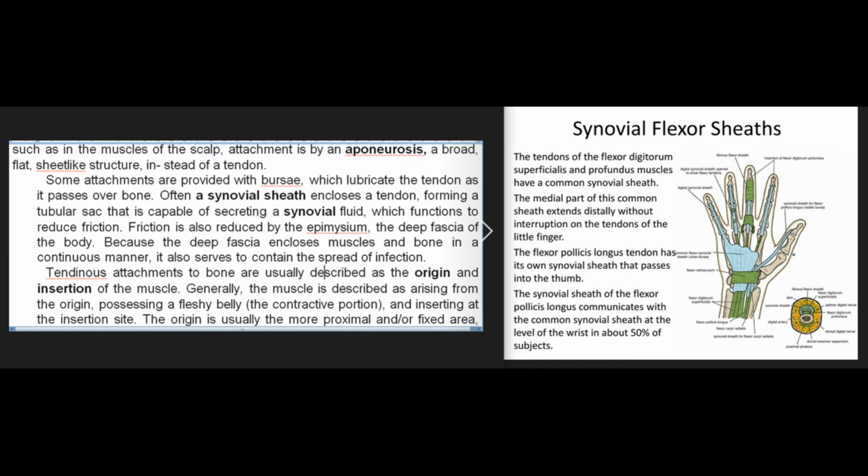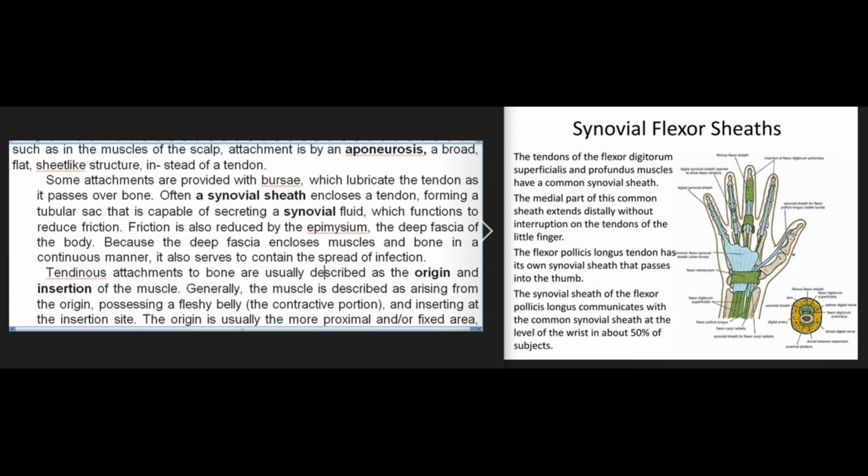Some attachments are provided with bursae, which lubricate the tendon as it passes over bone. Often a synovial sheath encloses a tendon, forming a tubular sac that is capable of secreting a synovial fluid, which functions to reduce friction. Friction is also reduced by the epimysium, the deep fascia of the body. Because the deep fascia encloses muscles and bone in a continuous manner, it also serves to contain the spread of infection.